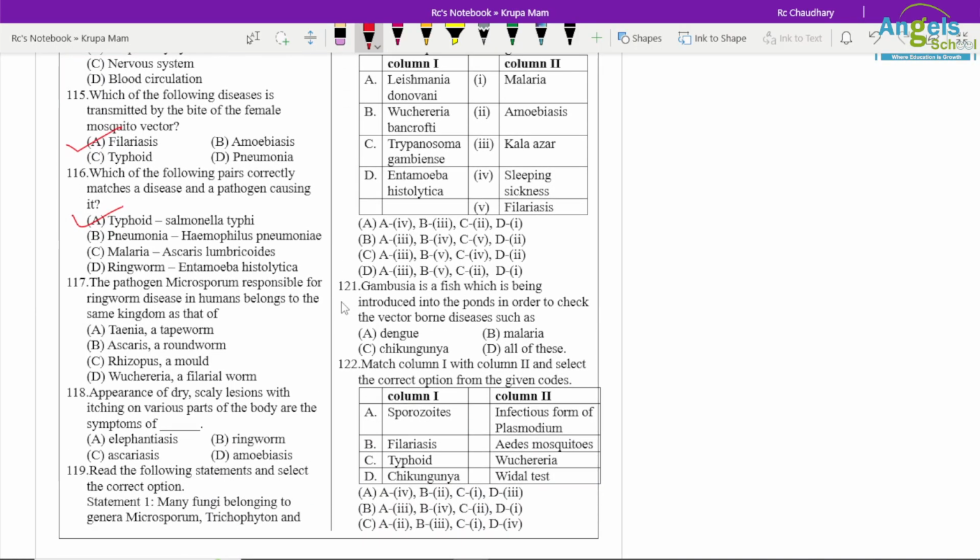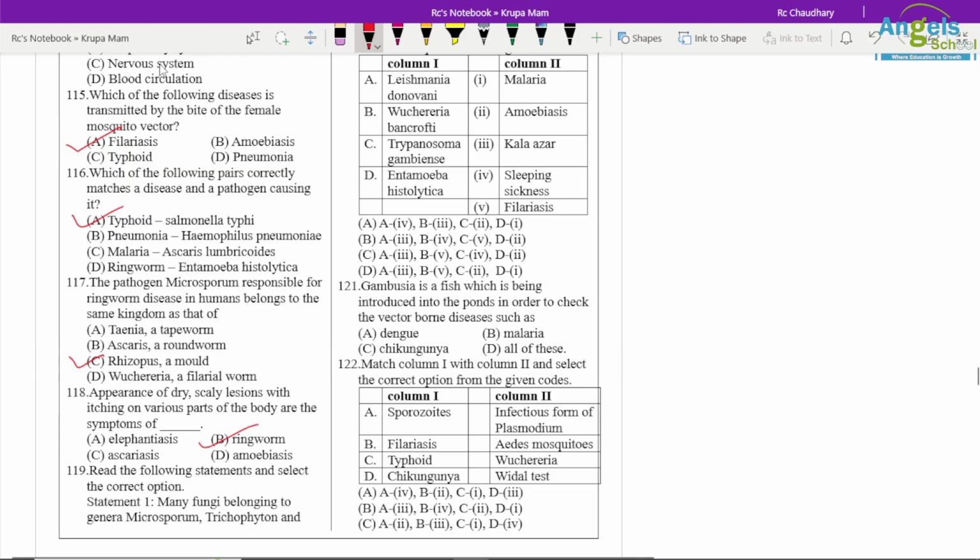Question number 117. The pathogen Microsporum is responsible for ringworm disease. It is a fungus, and Rhizopus, a mold, is also a fungus. Appearance of dry scaly lesions with itching on various parts of the body are symptoms of ringworm only.